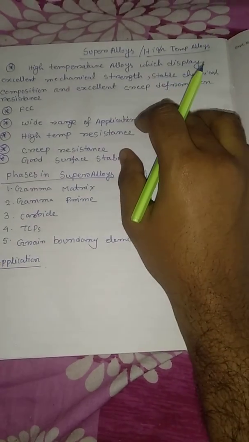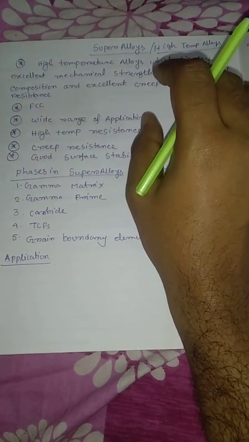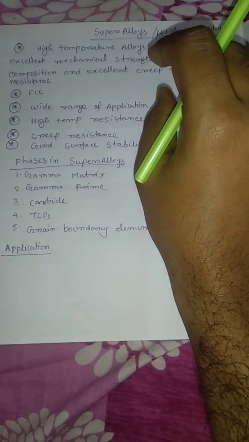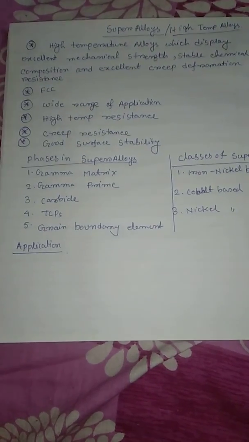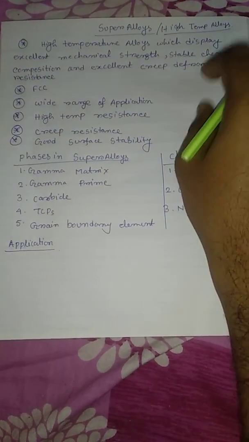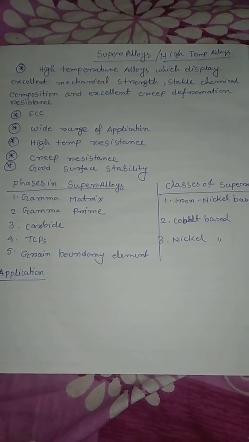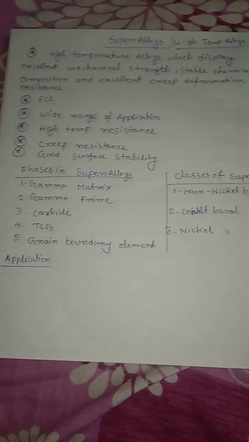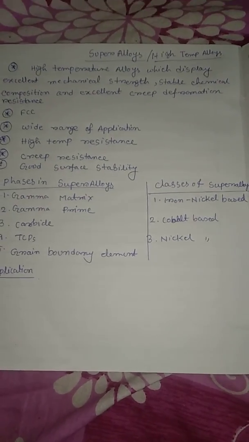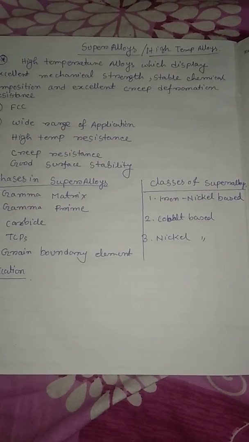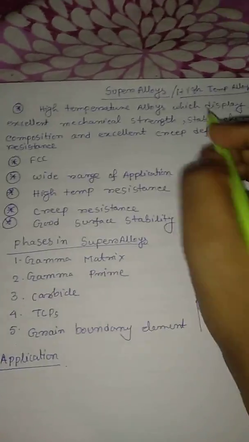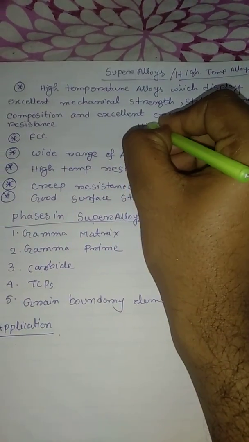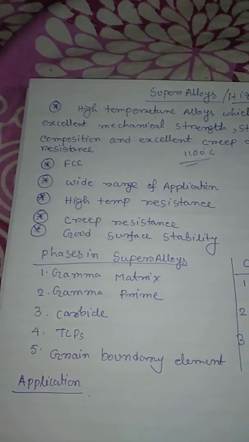That's why it is called high temperature alloy, because this type of alloy is mainly used in high temperature conditions. So that is the main definition of the superalloy: a high temperature alloy which displays excellent mechanical strength, stable composition, and excellent creep deformation resistance in high temperature conditions, exposed to around 1100 degrees Celsius.